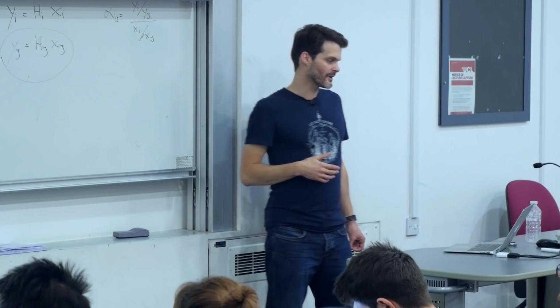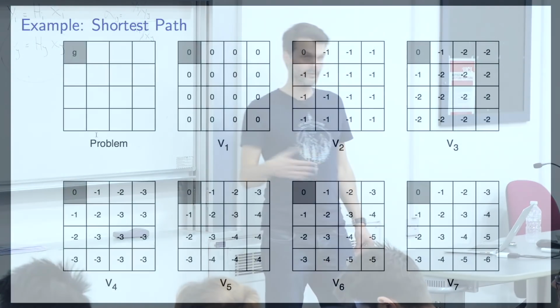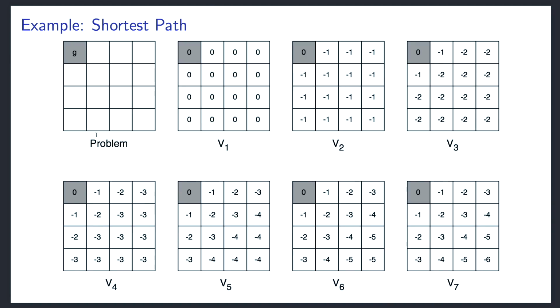And this is an example of what happens if you do that. So this is similar to before. This is a shortest path problem. But in this case, we're not evaluating, say, a random policy. We're just going to apply this value iteration idea.